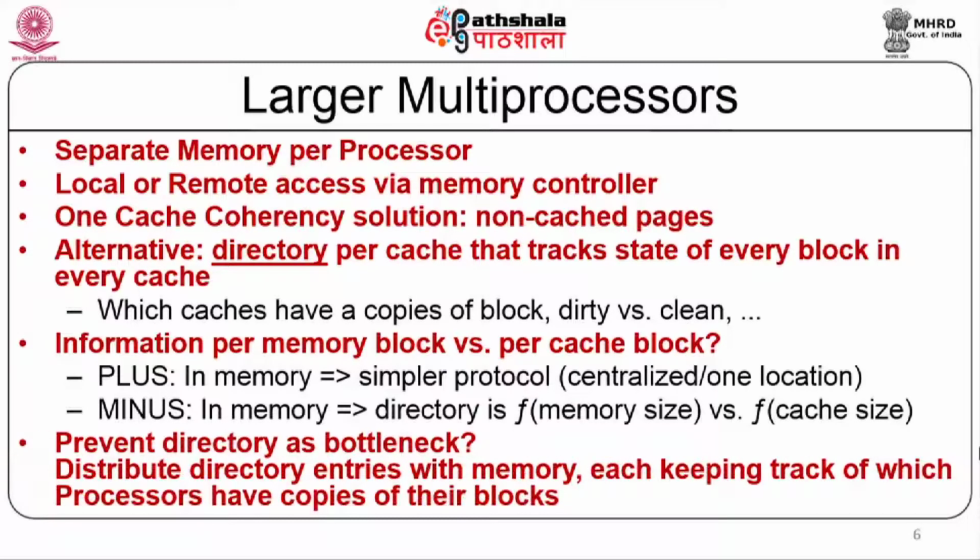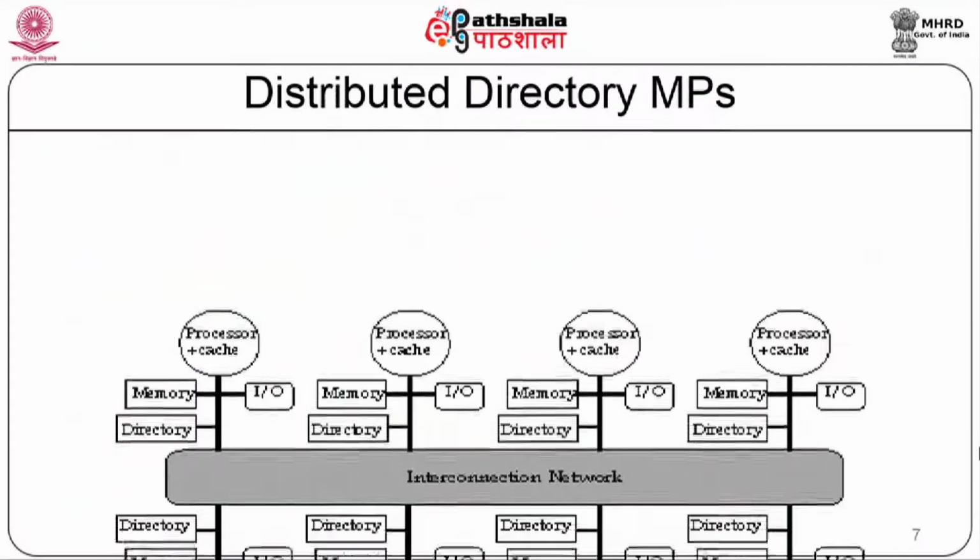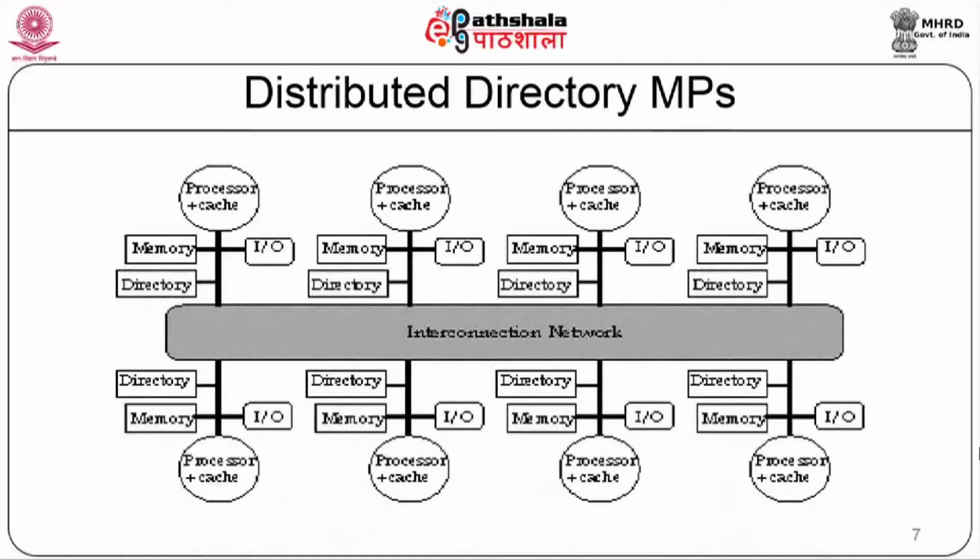In order to avoid the directory becoming a bottleneck, you can distribute the directory itself, sharing it along with the memory modules. So, this gives you an overall idea of what is meant by a directory based protocol. Earlier we have already seen the distributed memory architecture, where the memory is distributed. It is still a shared memory architecture, but it is a distributed shared memory architecture. You can see that the memory and IO are distributed across the various processors, which gives rise to a NUMA style of architecture.